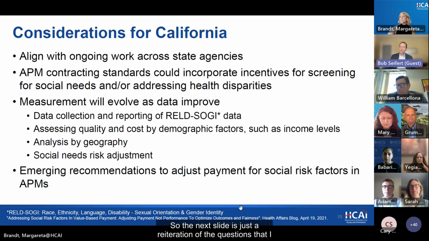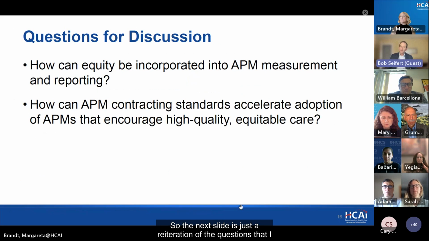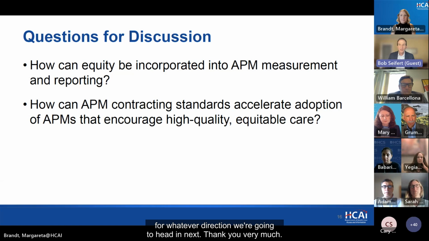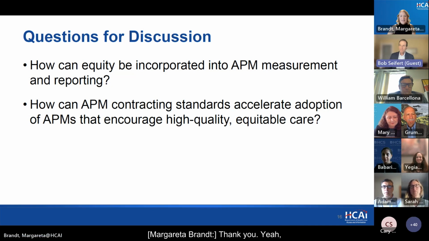The next slide is just a reiteration of the questions that I posed at the outset. I will turn it back to Margareta now to see if there's any time. I think a lot of this has already been started in the previous conversation, but let me finish up here and turn it back to Margareta for whatever direction we're going to head in next. Thank you very much.